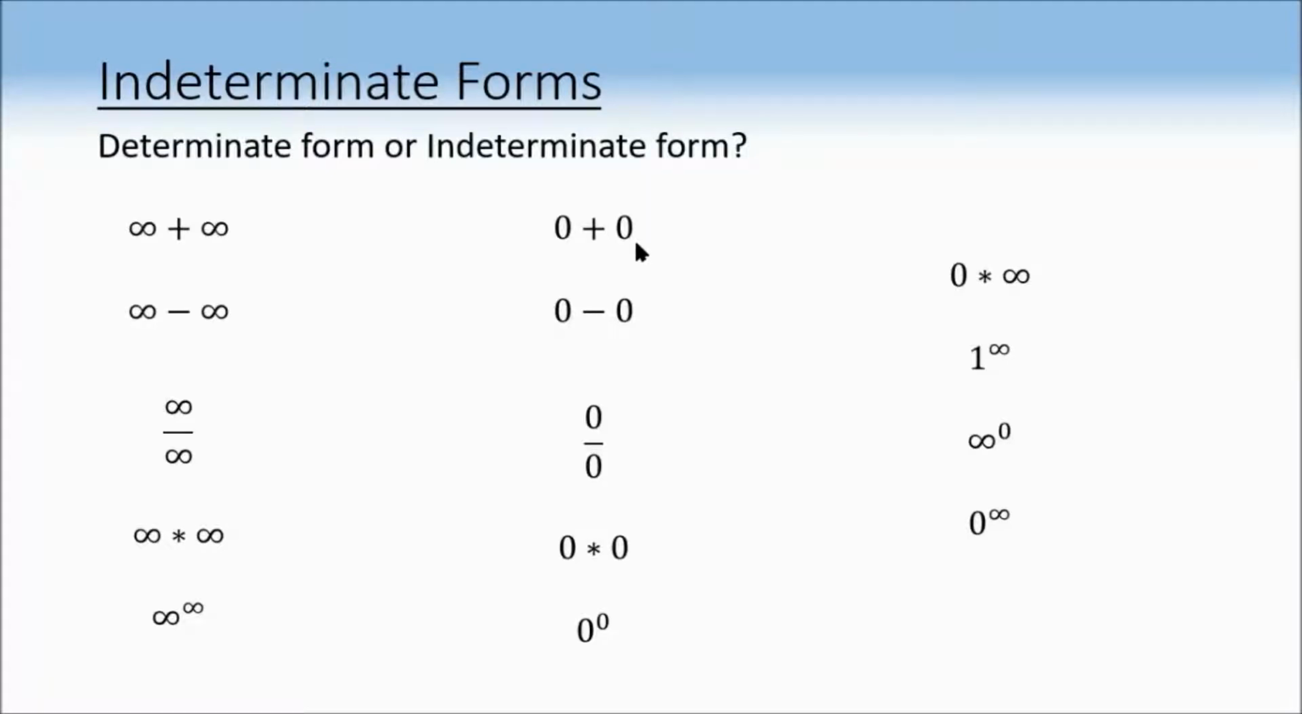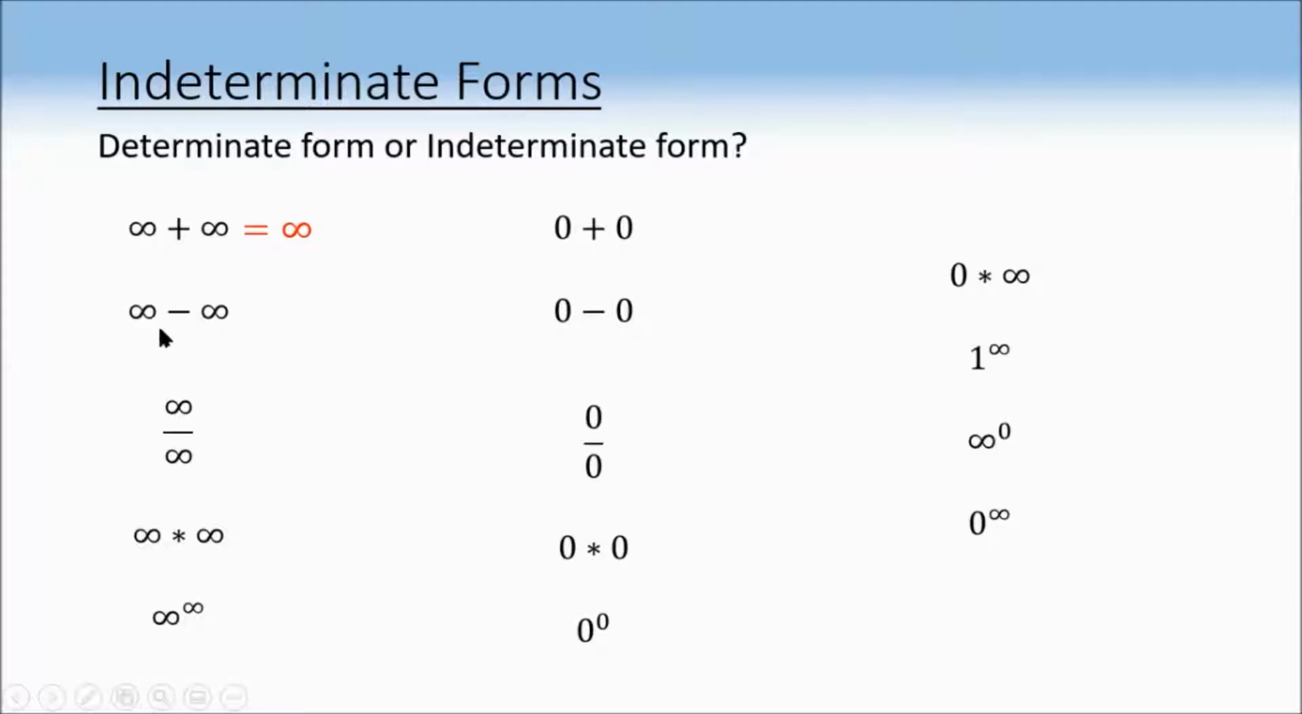And the way you want to think about this, like our first one here, infinity plus infinity, well, as infinity is really just a big number, if you take one big number and you add another big number to it, you get another big number. There's no question about that. So that is determinate. We know it's getting just bigger and bigger.